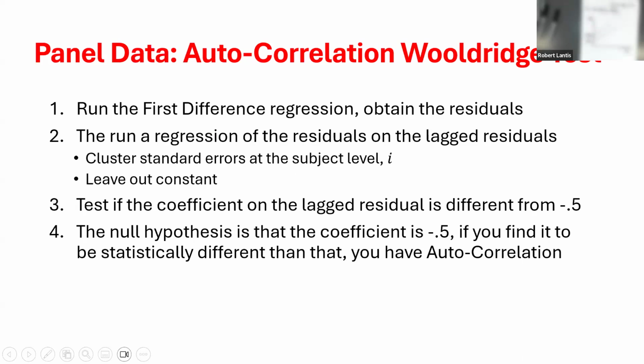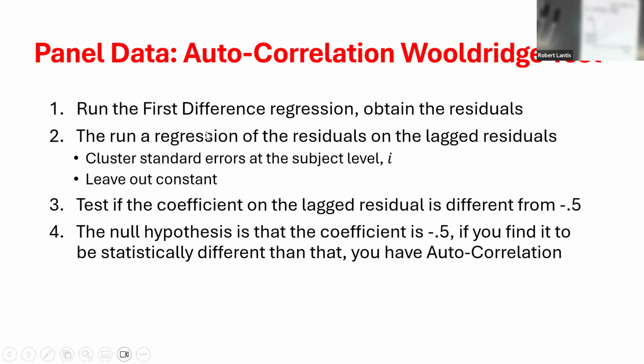So autocorrelation is conceptually more difficult to think about, so we're just going to focus on a test we know can identify it. The test is this: we first think about running that first difference regression, like we did last class. We're going to save the residuals, the error terms, and we'll see how we do that in Stata in a second. We're then going to run a regression of the current first difference regression residuals on the lagged residuals. If we do that and cluster the errors at the subject level, we're going to leave out a constant. We need to do that in order to pick up this correlation. We'll see how we code this up in Stata.